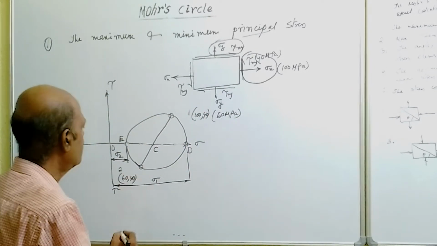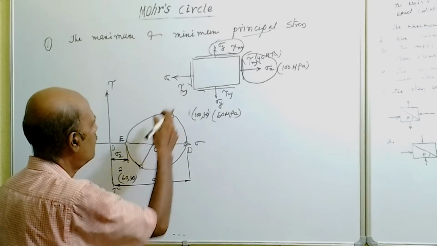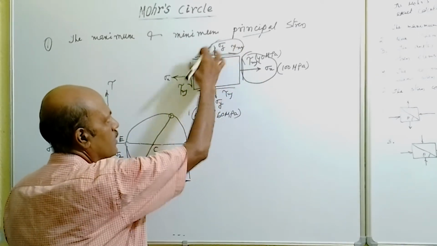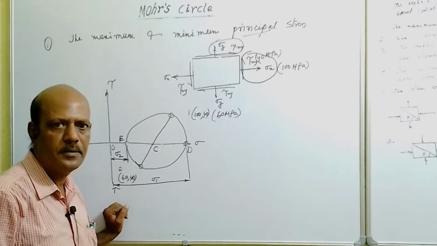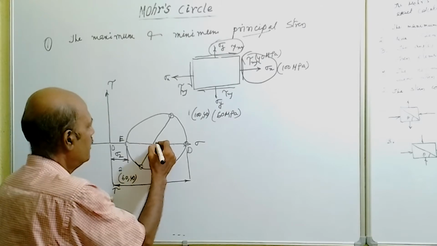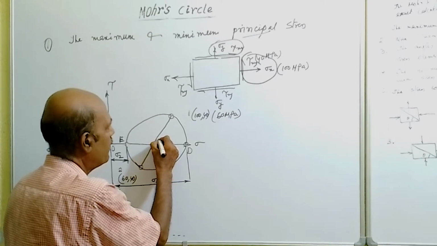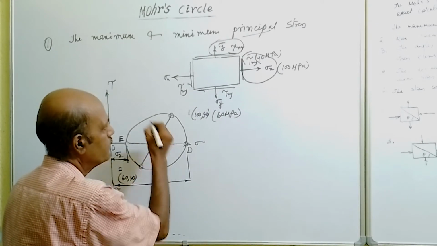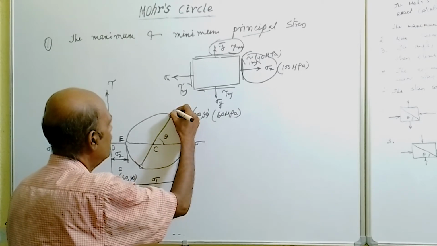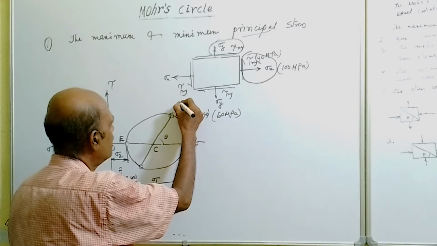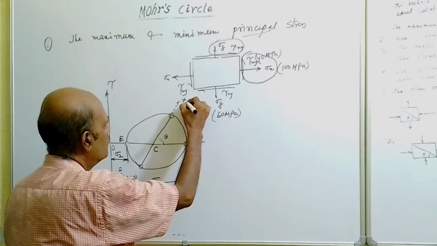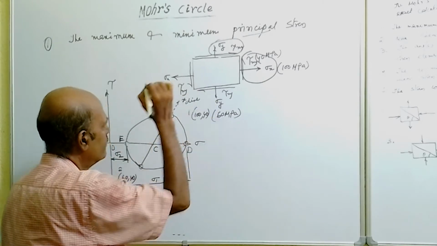So in this case, this is the Mohr circle. For this condition, the stresses are shown on the element. Now this is the angle made by the x direction. We have not marked the x direction, but this is the x direction.